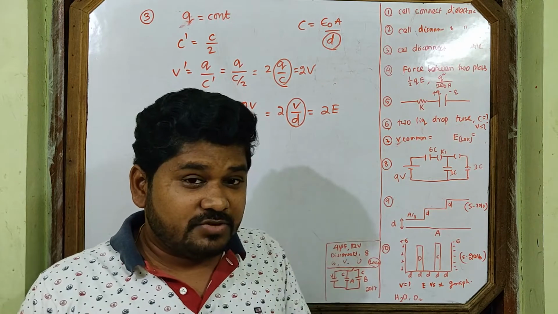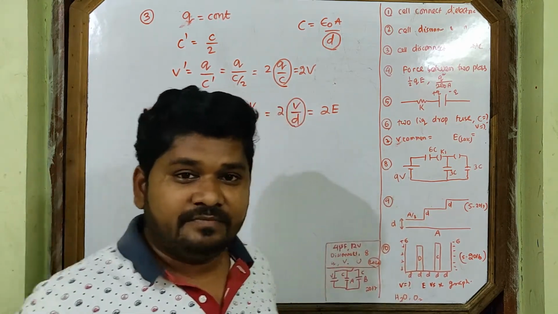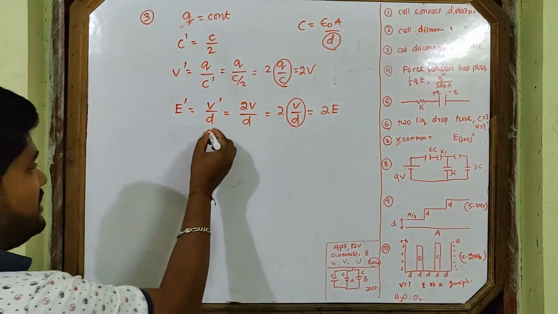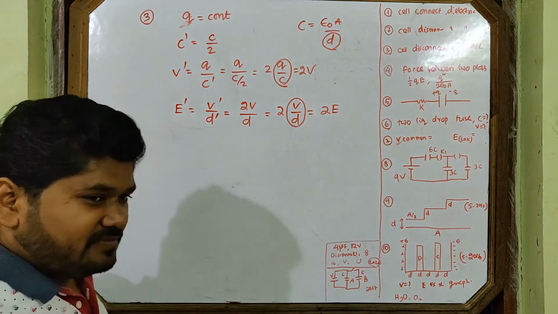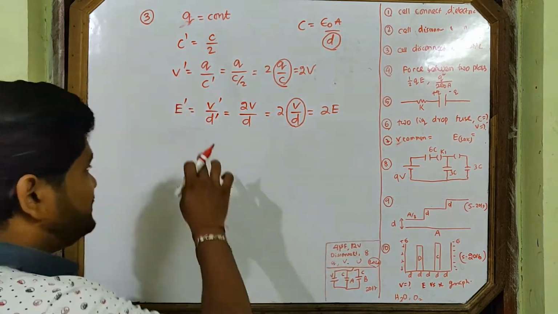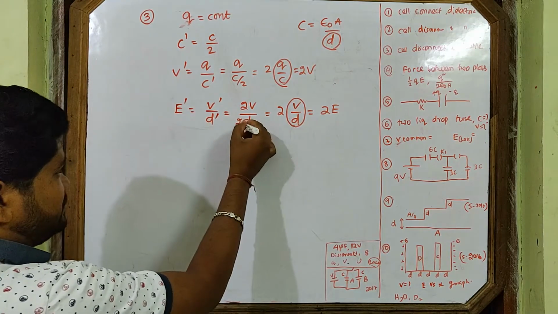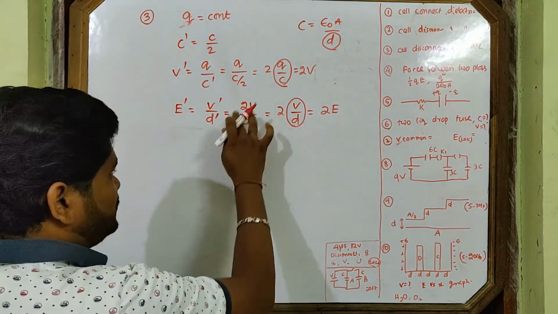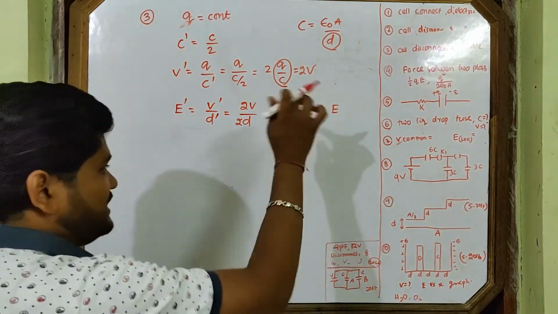This question may come in 2 ways. One is dielectric insert. One is distance made double. If the distance of separation is made double, you forgot to make it also D dash. Distance also changes here, so V changes as well as D changes. So this is 2D, so 2 cancels. V by D, what is V by D? E. What happens to the electric field?